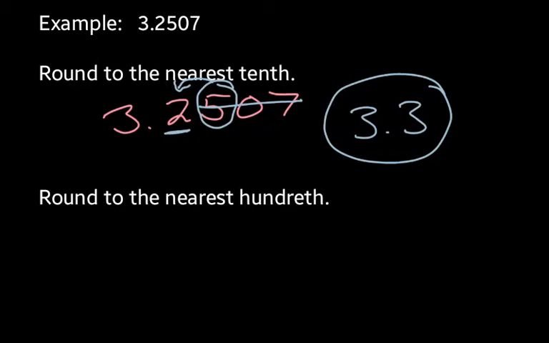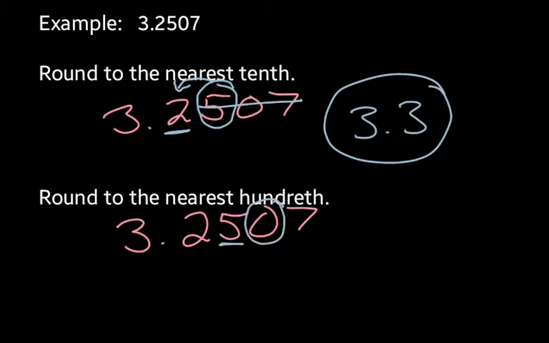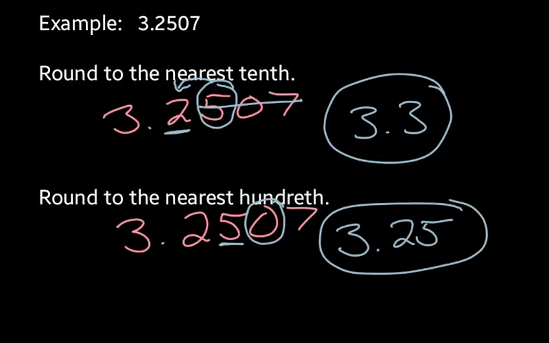Now if we take that same number, 3.2507, and we round to the nearest hundredth, we underline the hundredths place, which is the 5. We look at the number that comes after it to the right, and that's a 0. Well, that's 4 or less, so we're going to keep the 5 the same, and so rounding this to the nearest hundredth would be 3.25, and that is it. You drop everything after the 5.